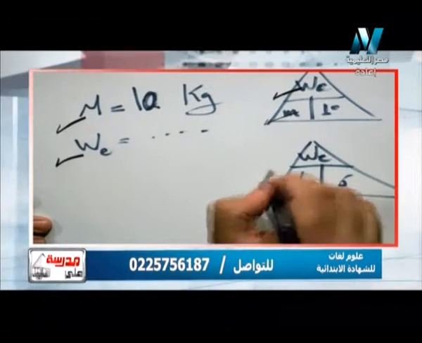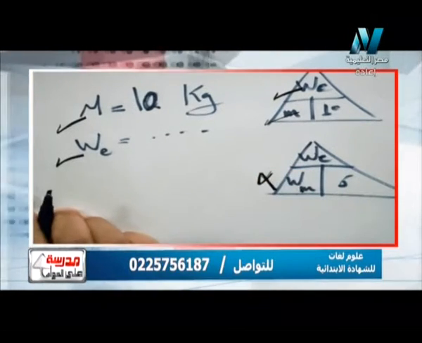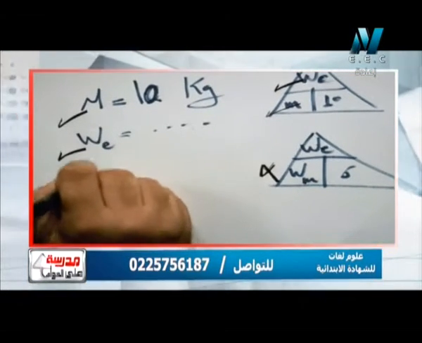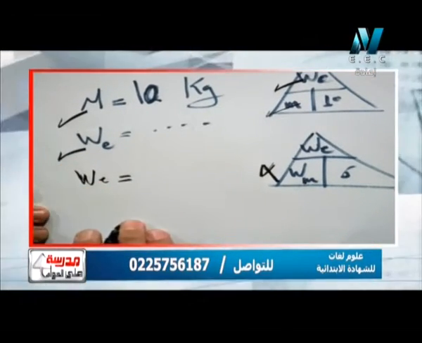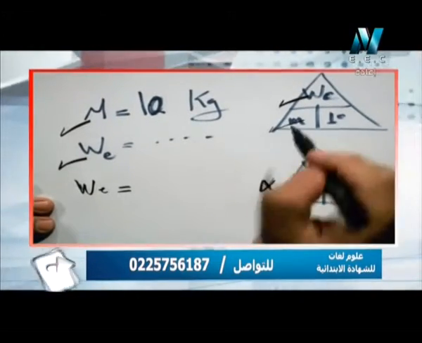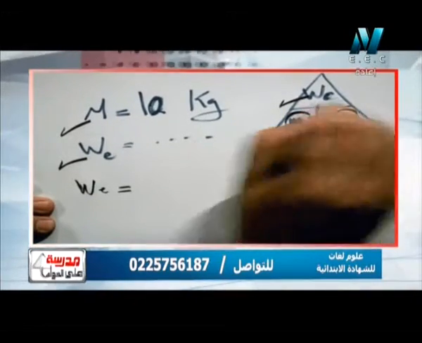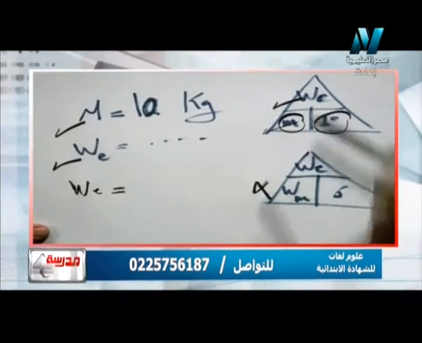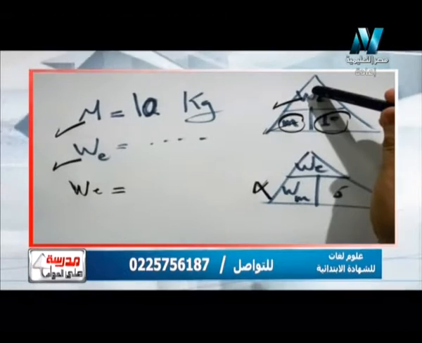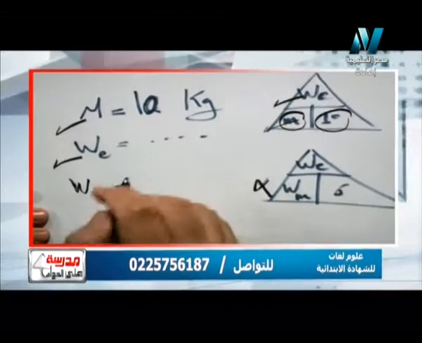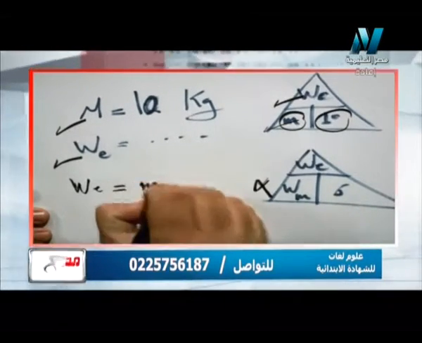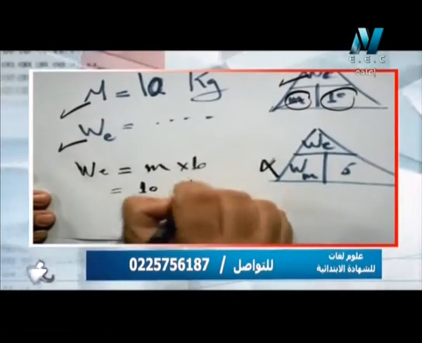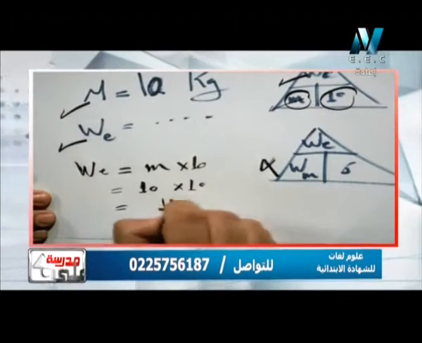So we don't use this rule now, because here I don't have mass. So the answer will be that weight on the Earth equals, from the first rule, mass times 10. So it will be mass times 10, which equals 10 times 10 equals 100 what?